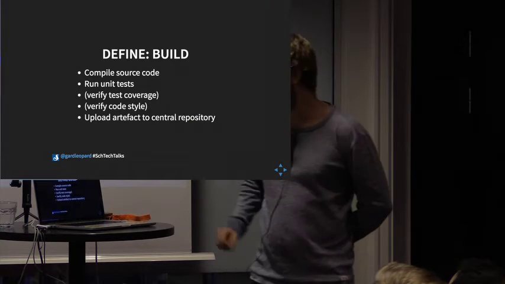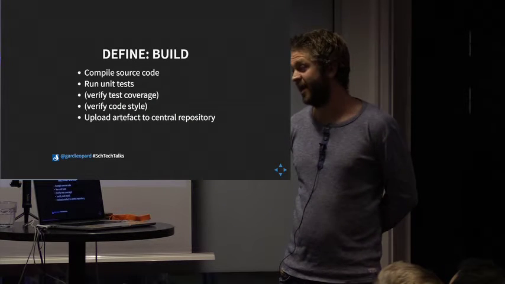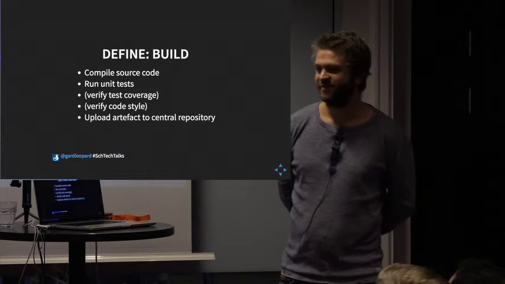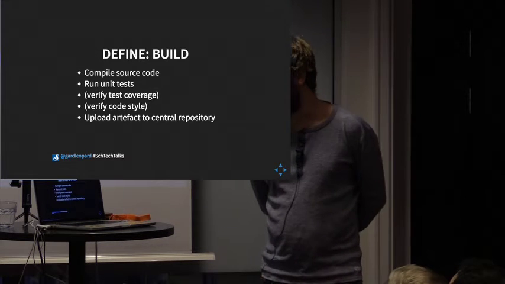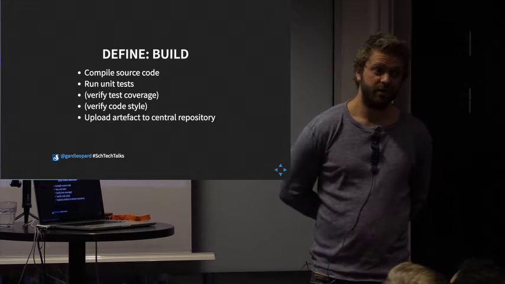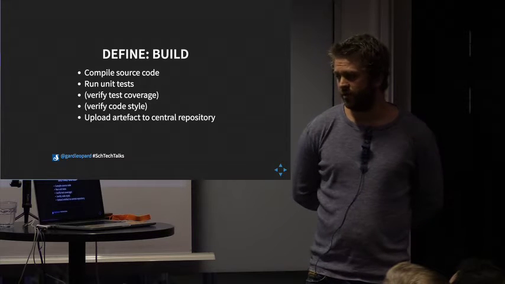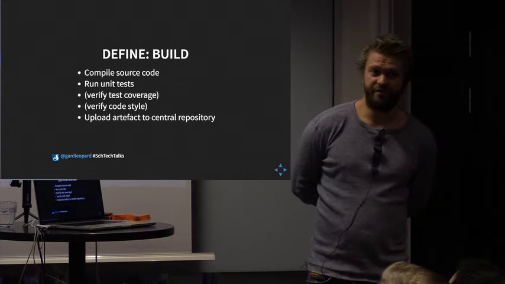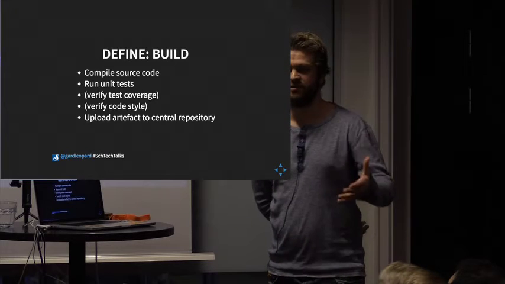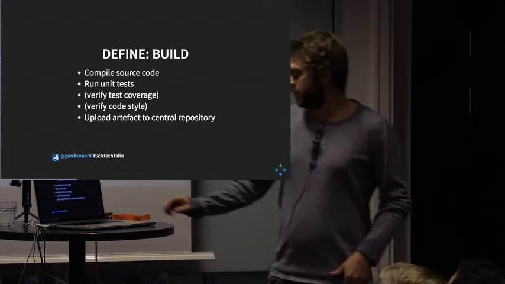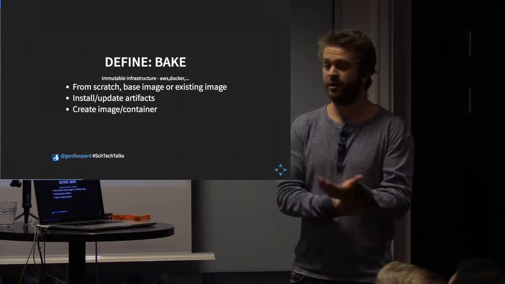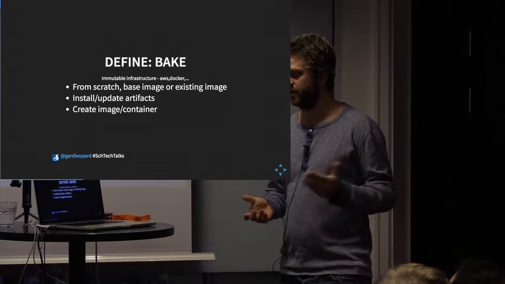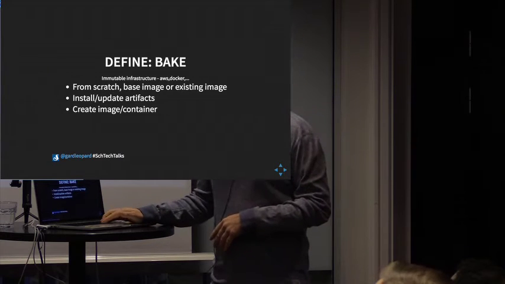A build: for some languages there's no compile step, but most languages you need to compile. Then you run unit tests to test that your code works okay. And then you can verify test coverage or verify the code styles. And then the important part is to upload the artifact to a central repository, so that you can fetch it whenever you want. A bake, this is to create a Docker container or AMI or cloud image.